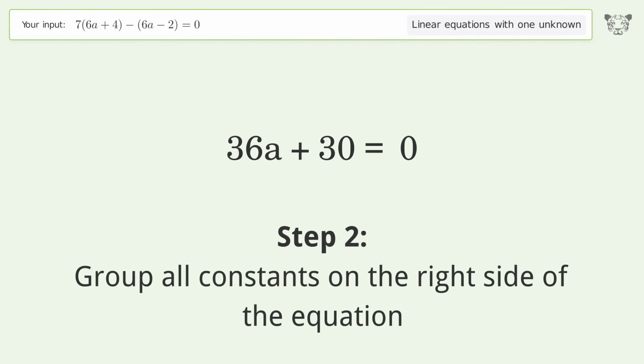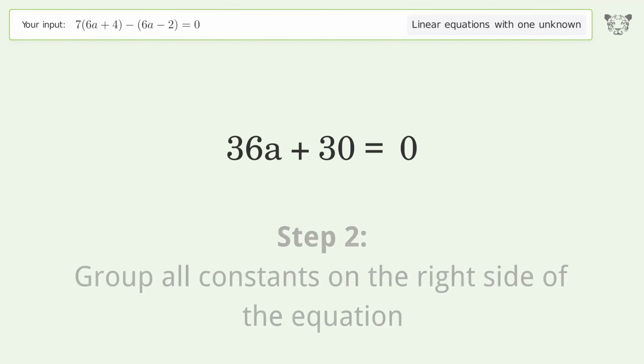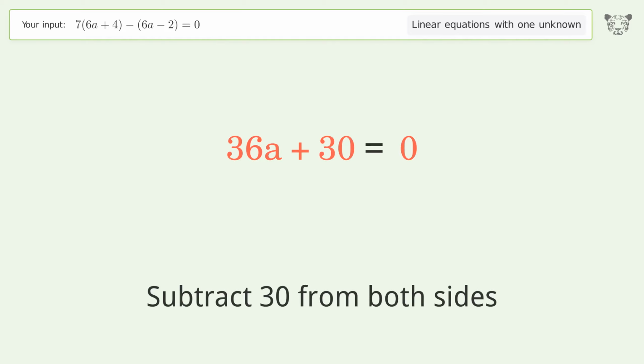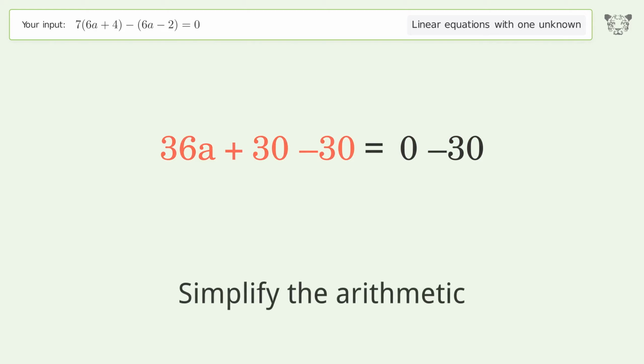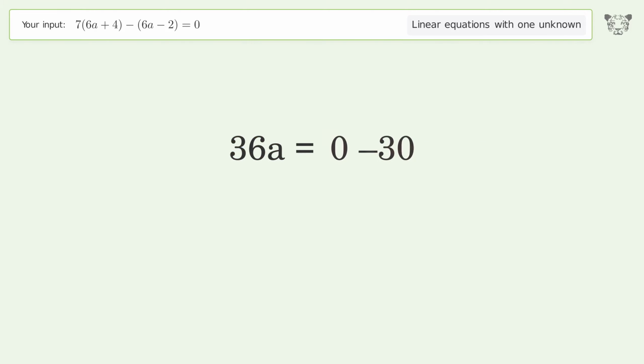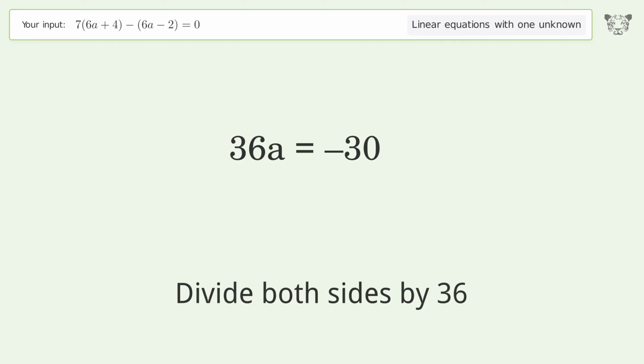Group all constants on the right side of the equation. Subtract 30 from both sides. Simplify the arithmetic. Isolate the a. Divide both sides by 36.